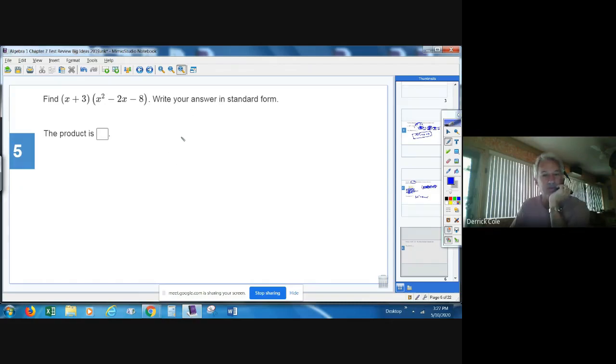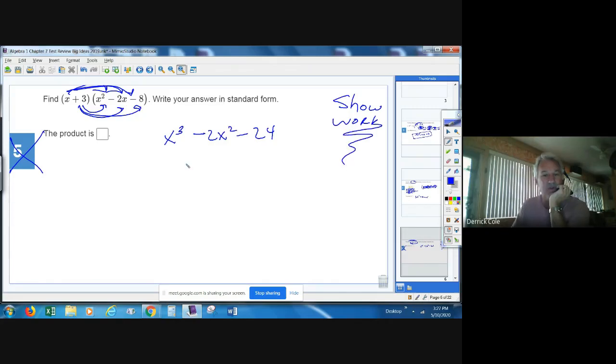This one, you will have to show your work. You better show me that you distributed all of this stuff and then you added stuff. All right, so x cubed minus 2x squared minus 24. If I don't see this, no credit for this problem. If I do not see you distributing here on your paper showing me your work, no credit here. If you get this wrong, but you made a little mistake over here, guess what? You get some credit. Bonus for having work. Nothing for having no work.